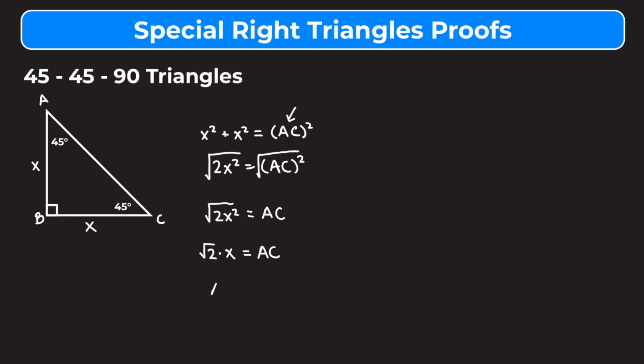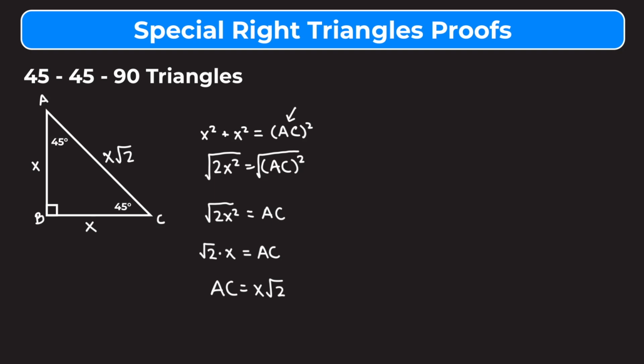And I'm just going to rewrite this so it looks more like the rule you've probably learned in school. So we get that AC is equal to x times the square root of 2. And this is the ratio for any 45, 45, 90 triangle. The hypotenuse is always equal to the leg multiplied by root 2. So that's how you guys derive that rule or prove it in case you need to do that.